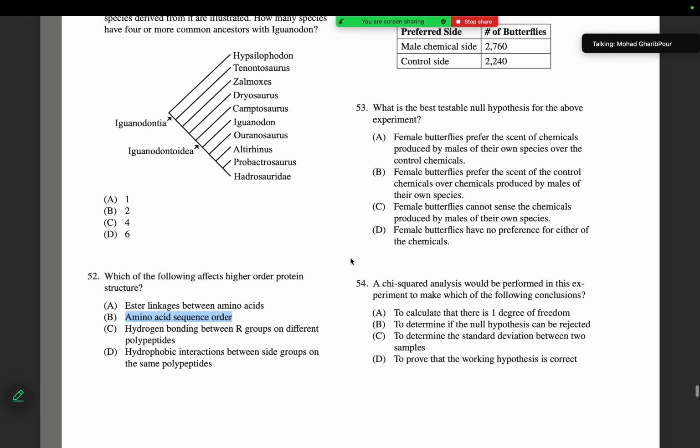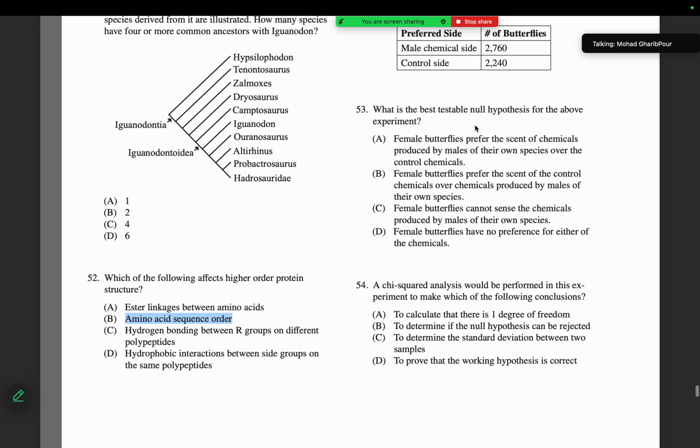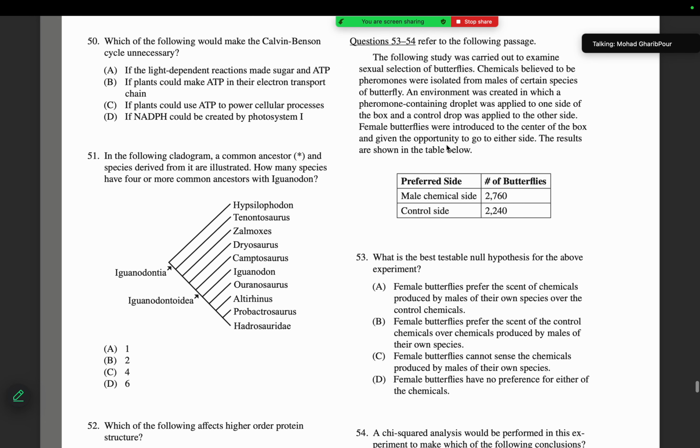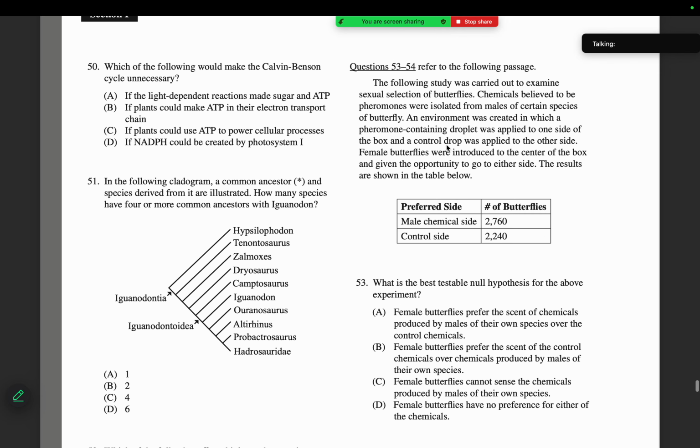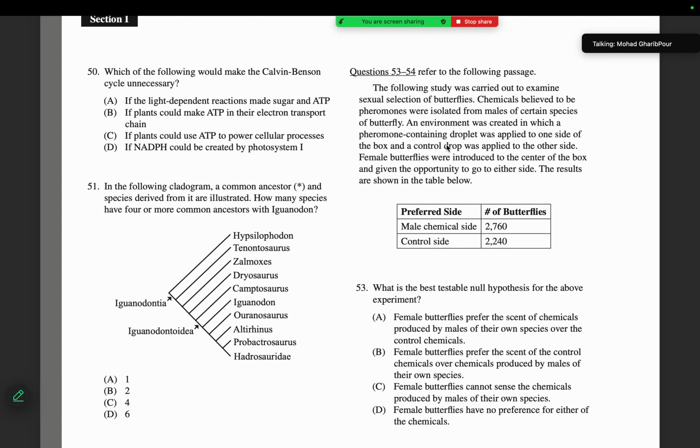And then 53, what is the best testable null hypothesis for the above experiment? Null hypothesis. It's going to be, just without even reading the question, I can say it's D. No preference.